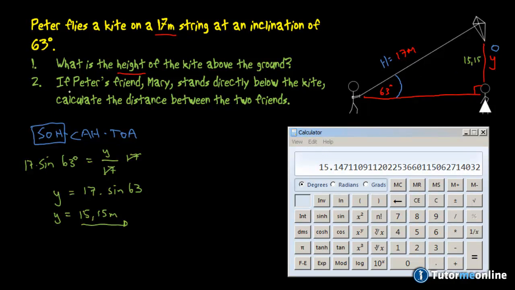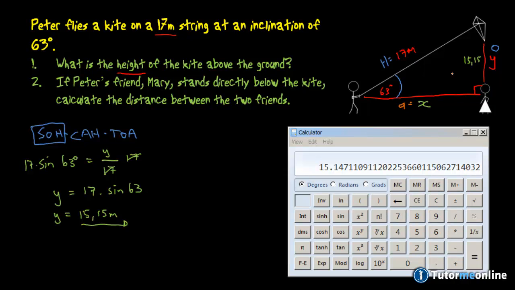Then the next question. If Peter's friend Mary stands directly below the kite, calculate the distance between the two friends. So, of course, now we're looking at this side down the bottom. Let's call that x. Let's get a different color so that we can distinguish between the two. Okay, so now we know that we have the hypotenuse and we know that this is the adjacent side.